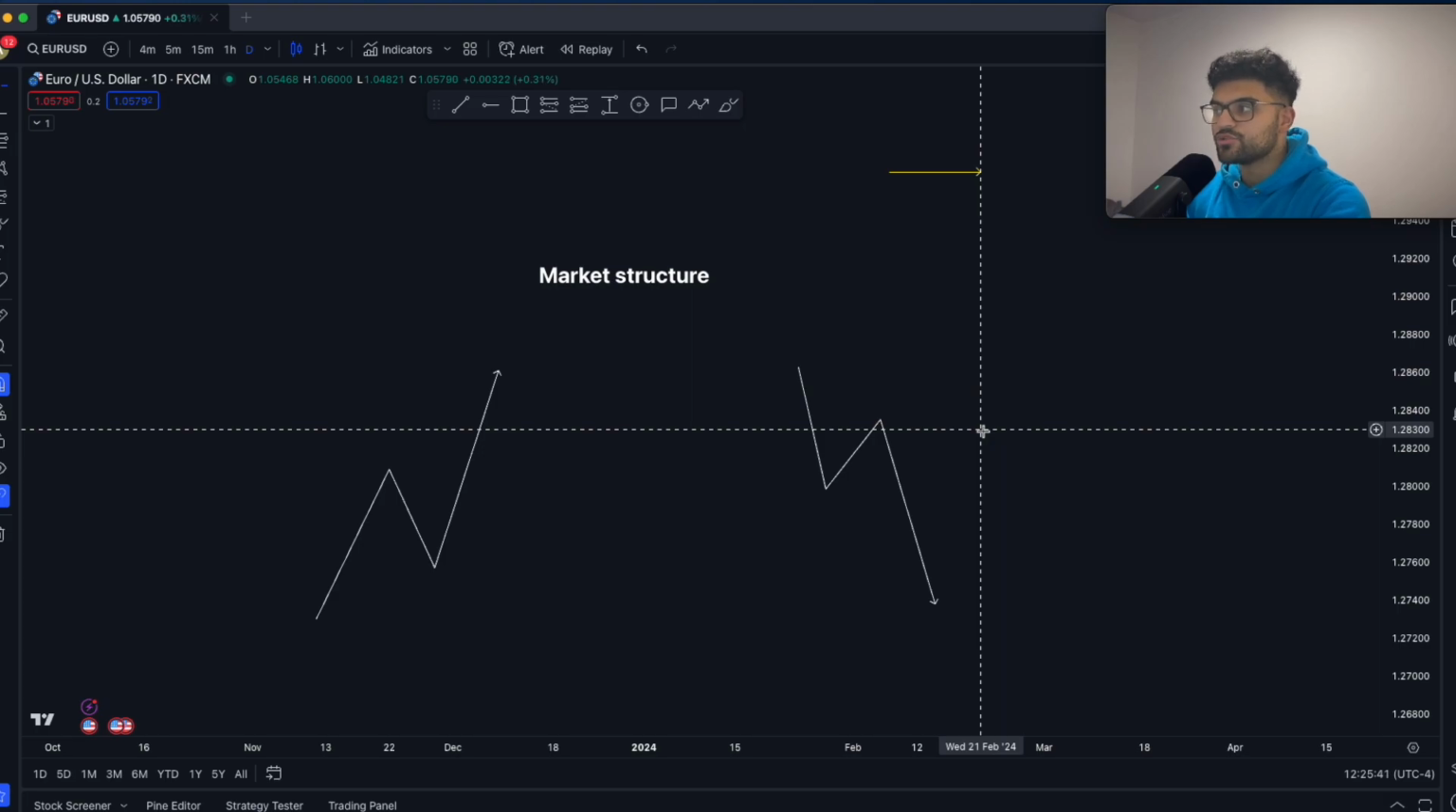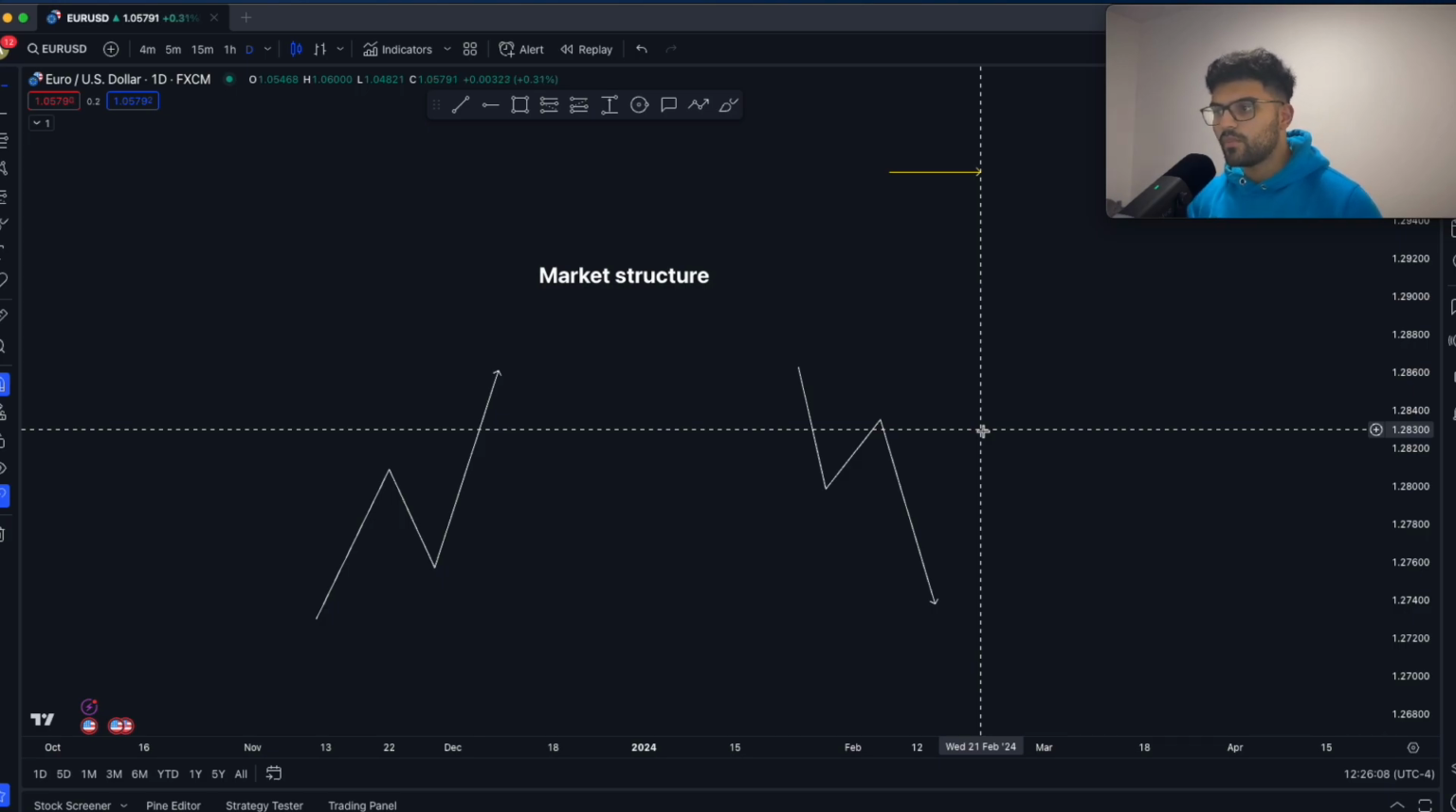Now, I want to give you this introduction to market structure because it's going to be so useful in the further videos of this course or series, whatever you want to call it. Understanding the fundamentals and the foundations is very, very key in technical analysis and especially market structure. So without further ado, as you can see, I've got some annotations already drawn out, and we're going to go through market structure, what it is, and how you can use it.